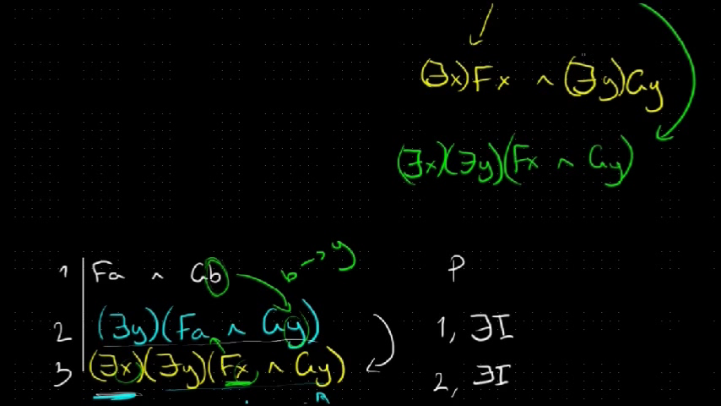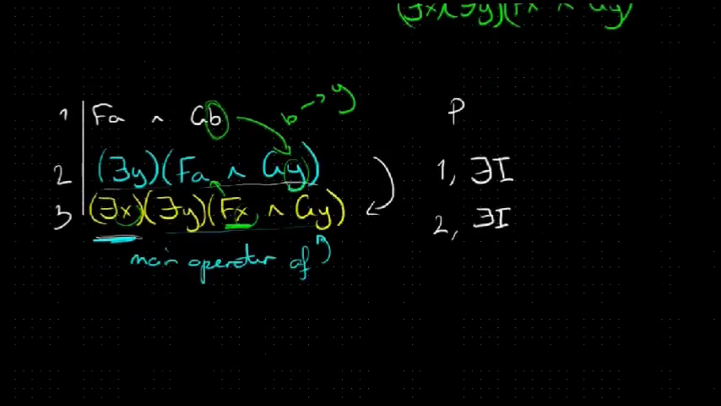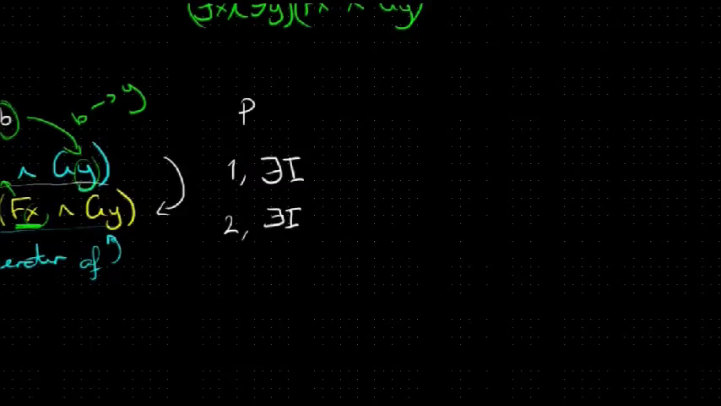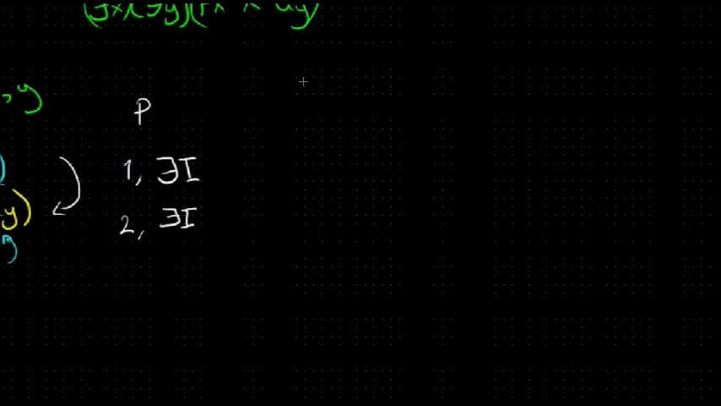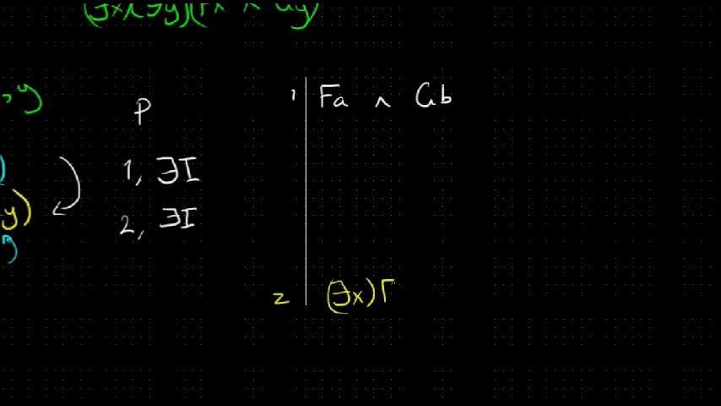So I said that we could also get to EX, FX and EY, GY, but we just need to think a little more from the beginning. So let's have a look at that. So here's a new scope bar, and we start off on line 1 with FA and GB, and on line Z we want to end up with there exists an X such that FX, and there exists a Y such that GY.